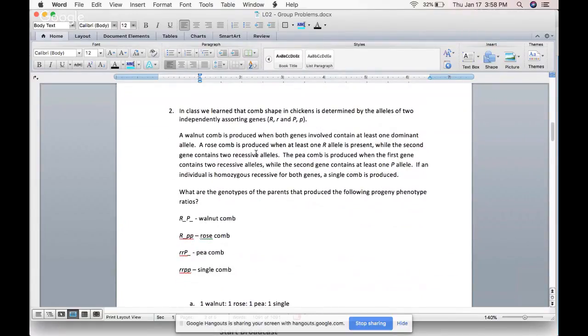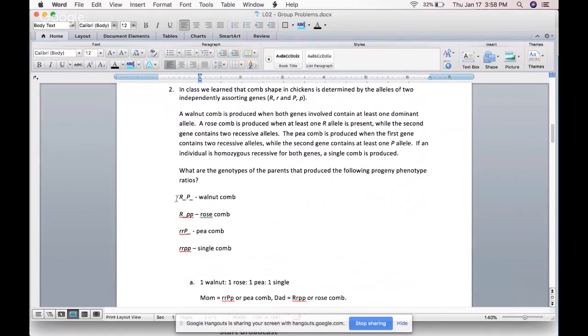Number 2 is pretty cool. It talks about the comb shape in chickens, and I copied and pasted this from the instruction in the notes in the lesson. A capital R, capital P, doesn't matter what the other two are, is a walnut comb. Could be heterozygous or homozygous there. Capital R and lowercase p is a rose comb. And the single comb you can see there.